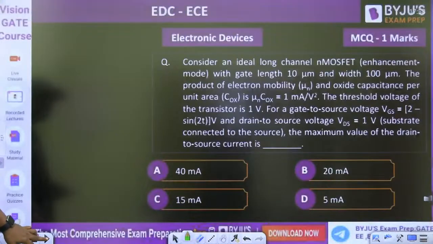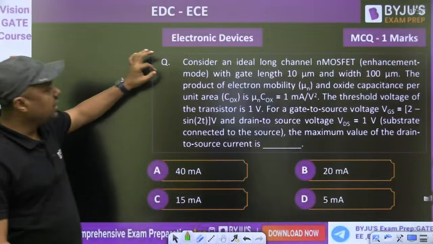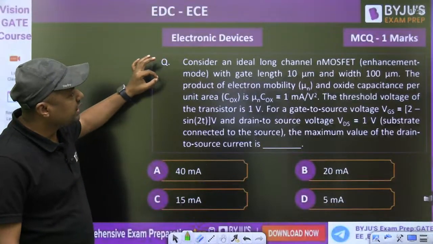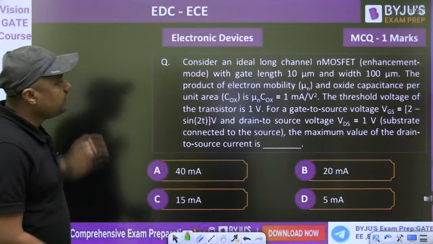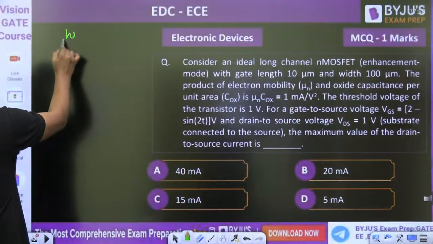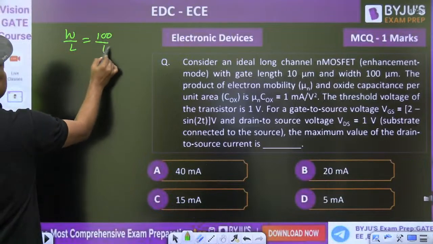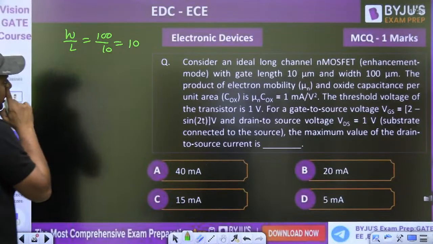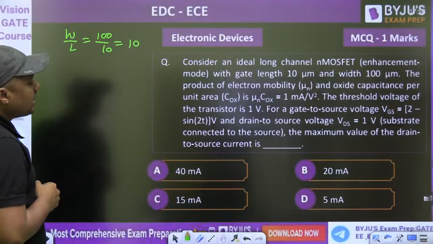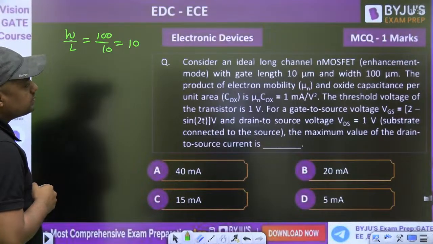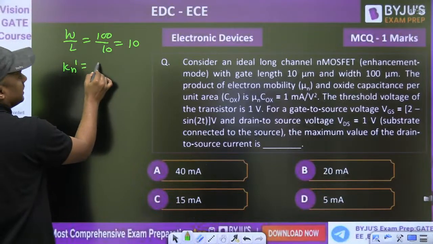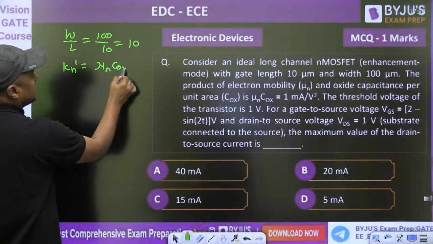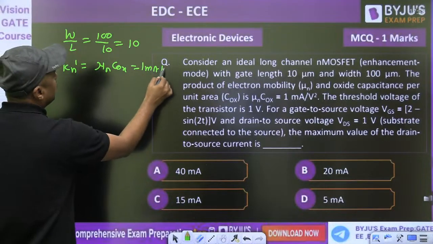Next one. Consider an ideal long channel enhancement MOSFET with gate length 10 micrometer and width 100 micrometer. Length is given, width is given, W by L ratio you can find: 100 by 10, units cancel, and W by L ratio is 10. Oxide capacitance per unit area is COX. The product of that, mu n COX, this is called Kn', is given as 1 milliampere per volt square.